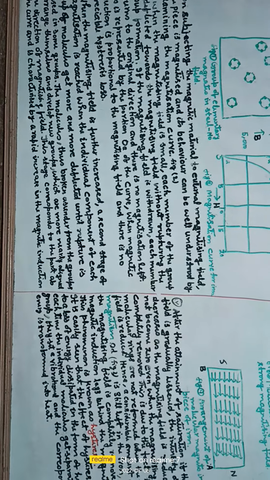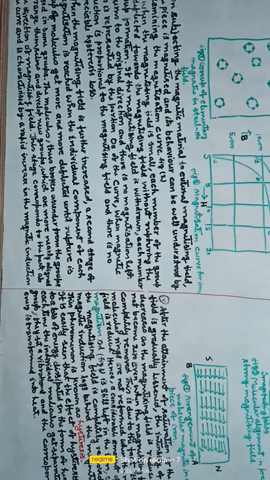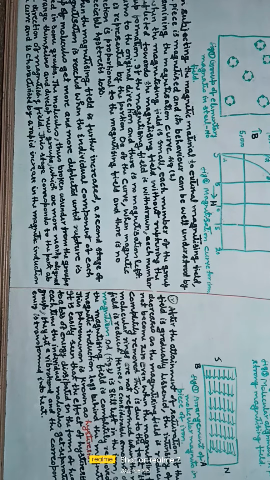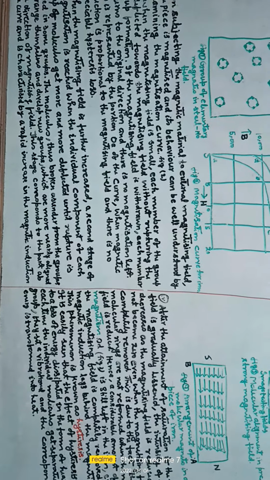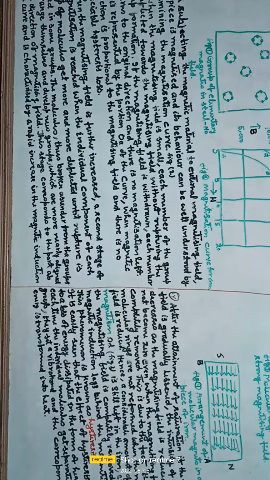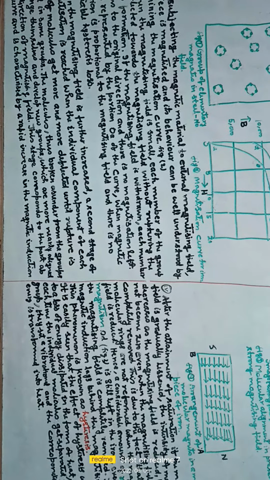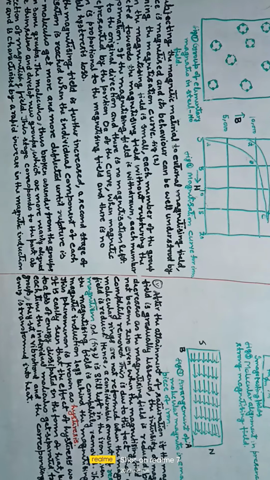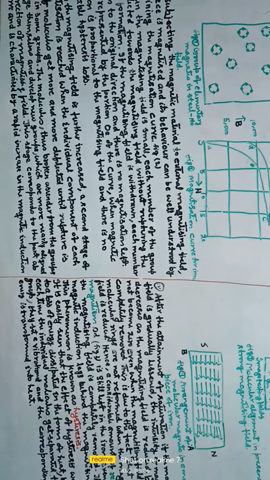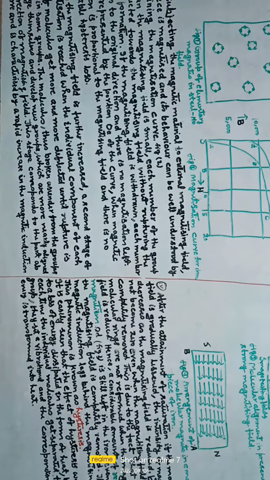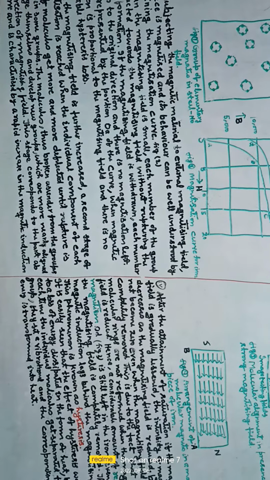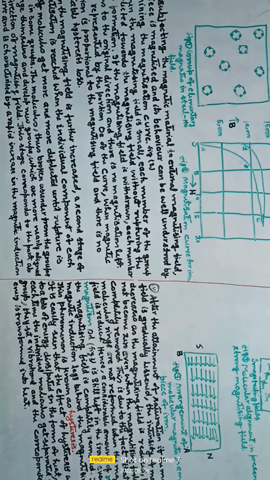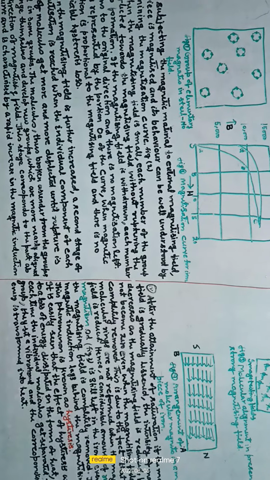When the magnetizing field is small, each member of the group is deflected towards the magnetizing field without rupturing the group formation. If the magnetizing field is withdrawn, each member returns to the original direction and there is no magnetization left. This is represented by the portion OA of the curve, when magnetic induction is proportional to the magnetizing field and there is no appreciable hysteresis loss.